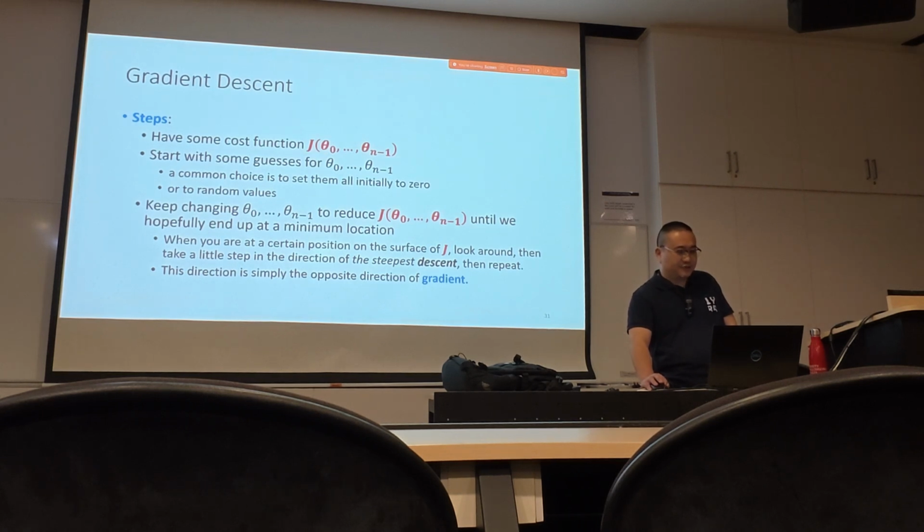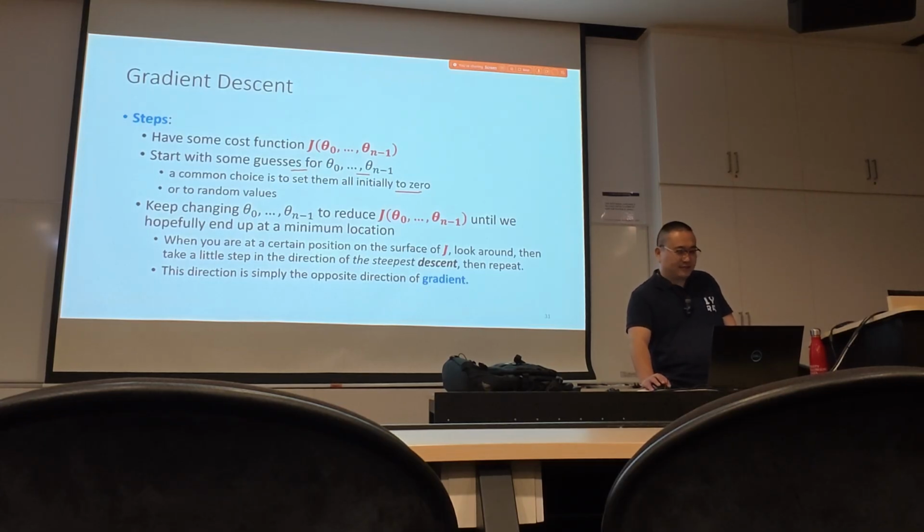And then we want to train the model. At the beginning, we initialize the parameters with random values. So we start with some guesses for the parameters. The common choices are we can set them to 0, or we set them to random values. You can do either of the choices.